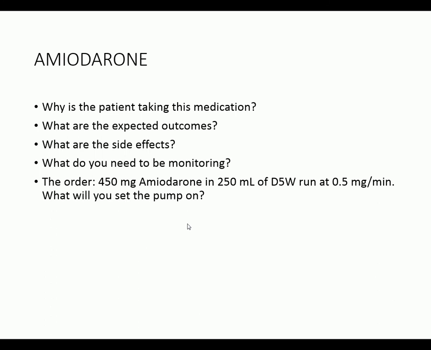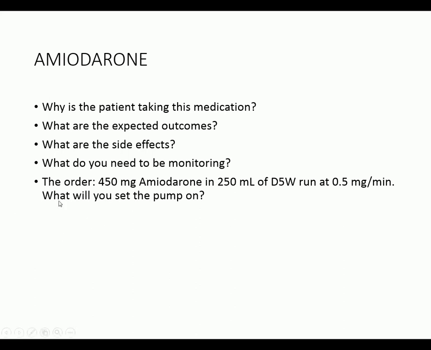Our next problem is amiodarone. The order reads 450 milligrams amiodarone in 250 milliliters of D5W to run it at 0.5 milligrams per minute. What are you going to set your pump on? Okay, let's think about this. We've got what's available. He wants us to run 0.5 milligrams per minute. Our pump doesn't run per minute, so we're going to multiply that 0.5 milligrams times 60 to get our amount per hour, and that will give you 30 milligrams per hour.